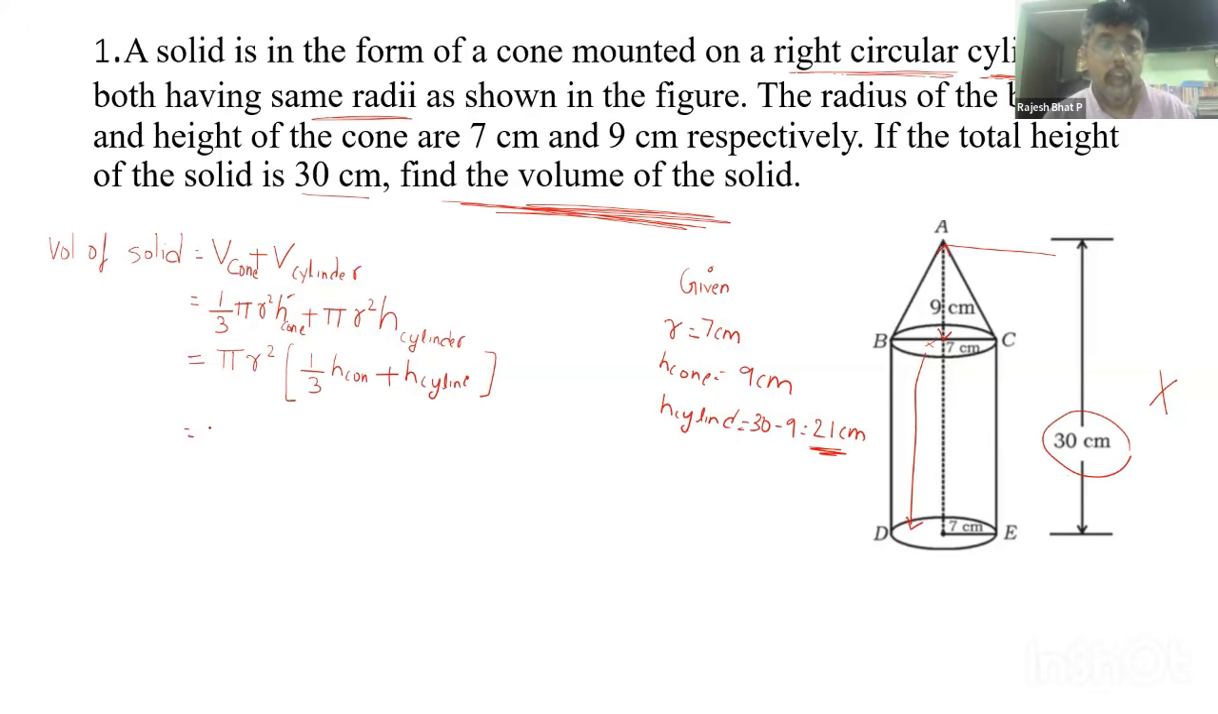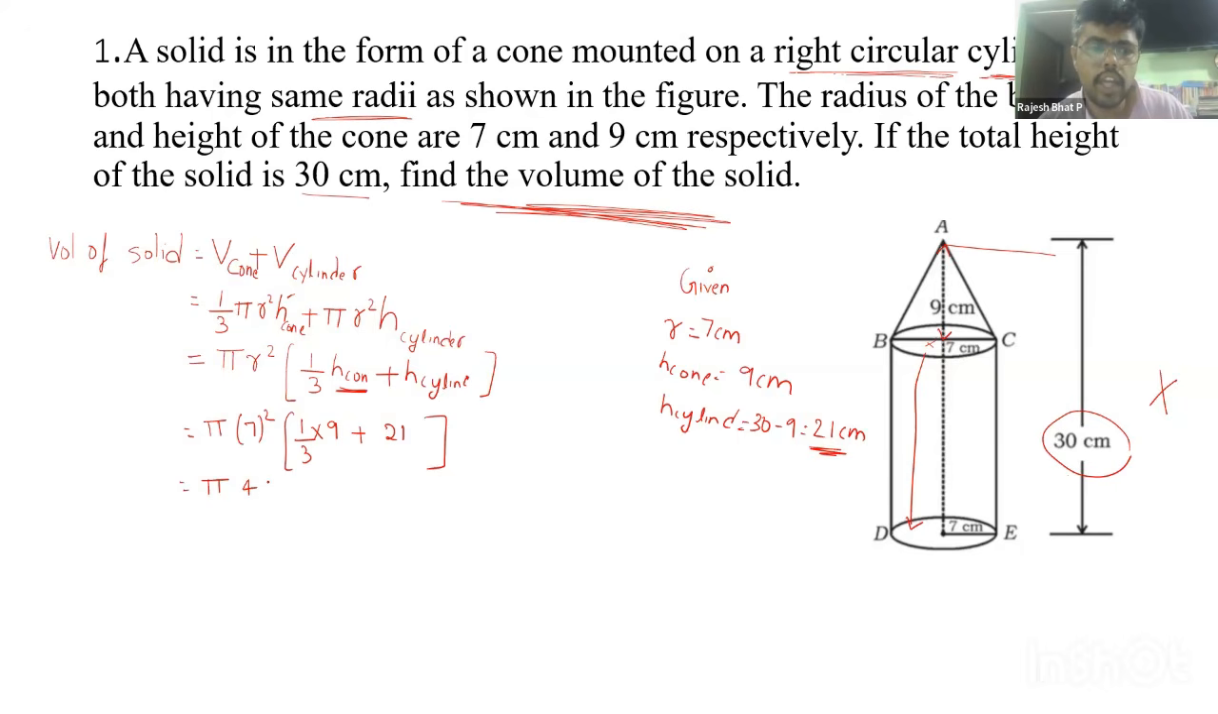Now what is the step? And pi, remember, don't simplify pi at the beginning. Simplify at the last step. I'll tell you where. I'll keep pi as it is. 7 square, okay, radius is 7 square. 1/3 height of cone. What is height of cone? It is 9 into 9. Height of cylinder 21. So now I'll write pi as it is.